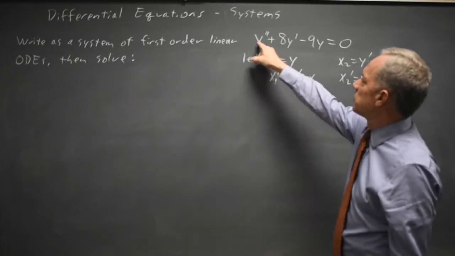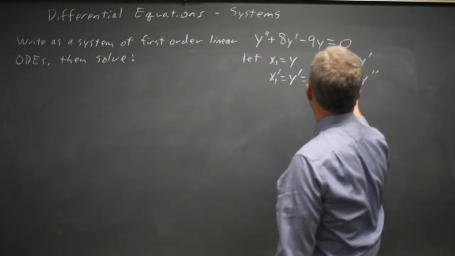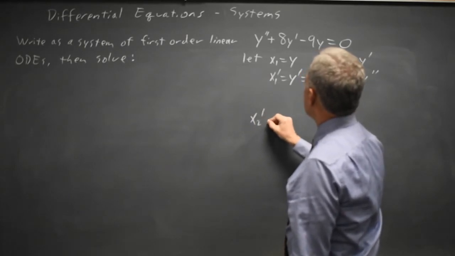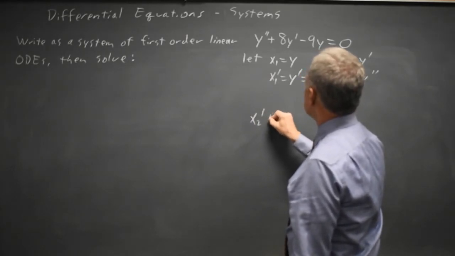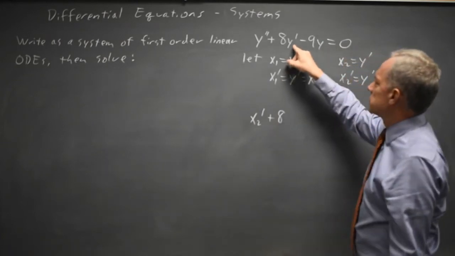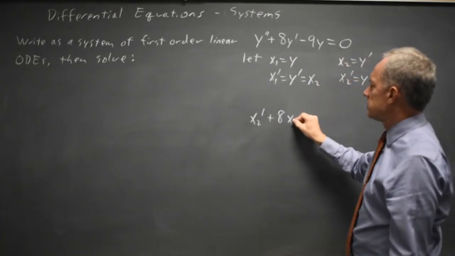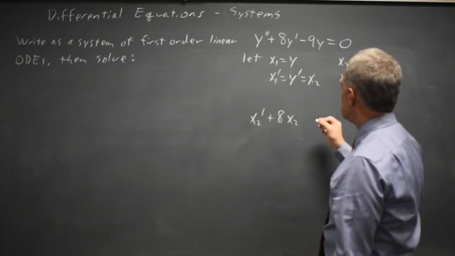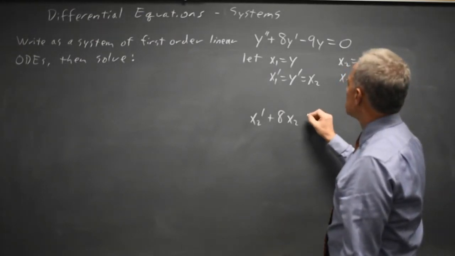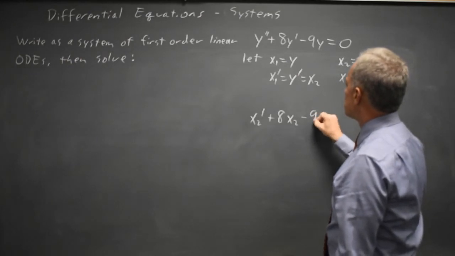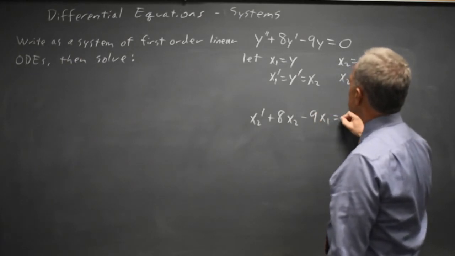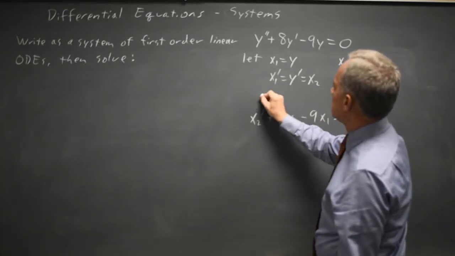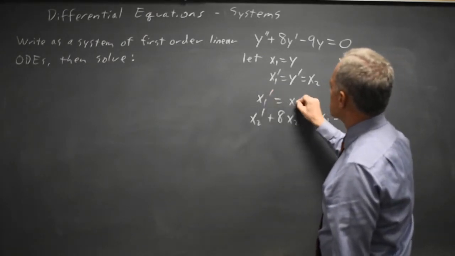Substituting these into my original equation, y double prime is x2 prime, and I have plus 8 times y prime. I can either call this x2 or x1 prime, and I'm going to call it x2 because I only want one prime in each of my first-order linear ordinary differential equations. And then minus 9x1 equals 0. And I also have x1 prime equals x2.